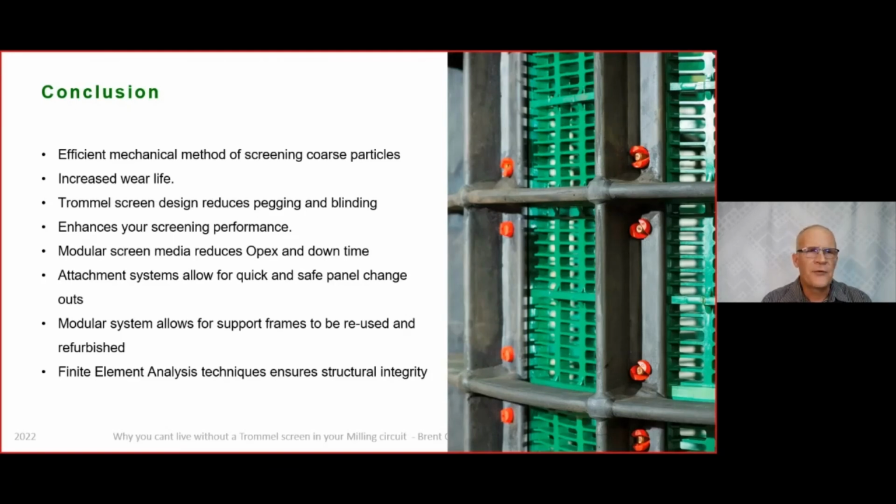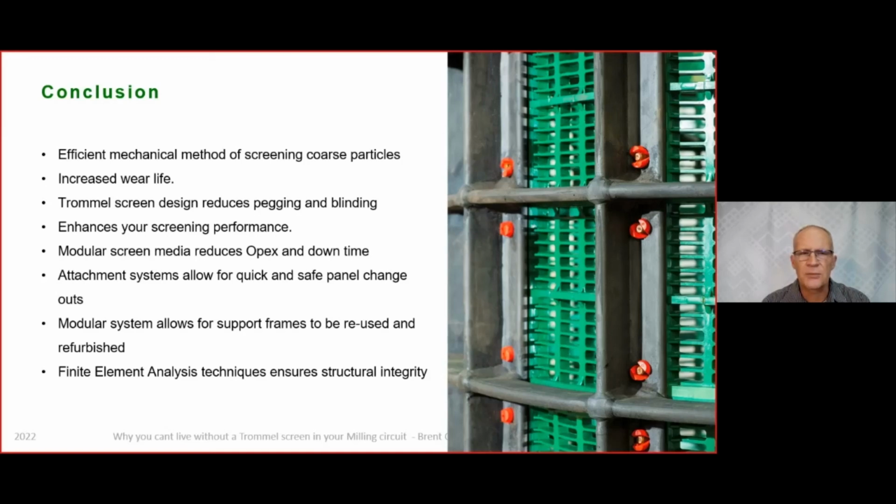Conclusion: an efficient mechanical method of screening coarse particles, with increased wear life. Trommel screen design reduces pegging and blinding, depending on the type of apertures you use, the thickness of the panels, perforated thickness, etc. This enhances your screening performance. Modular screen media reduces the OPEX and downtime. And then attachment systems allow for quick and safe panel change outs.